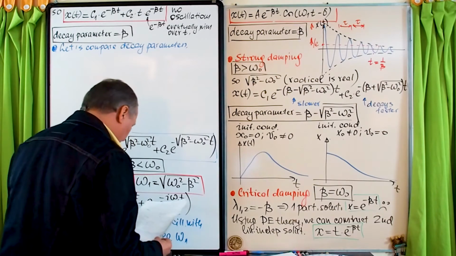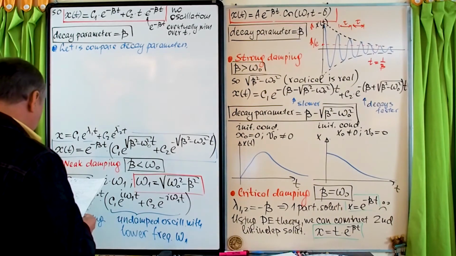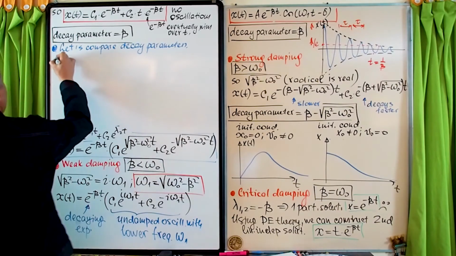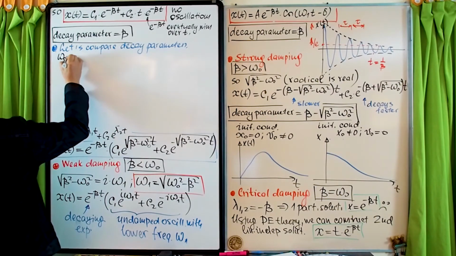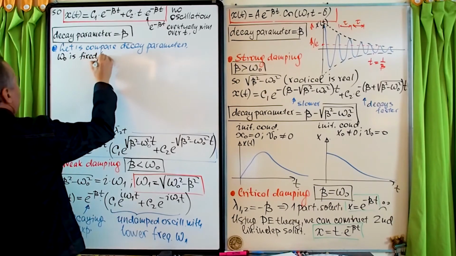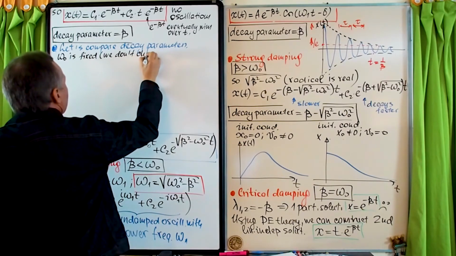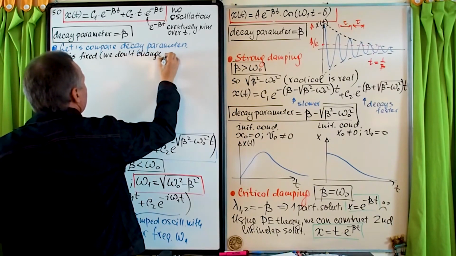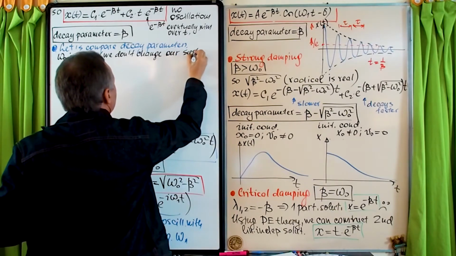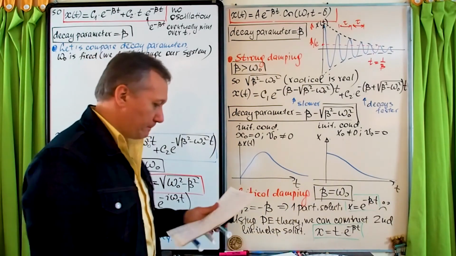So let me write. We assume that omega naught is fixed. Basically, it means we don't change the system, our oscillating system. We just change beta only, right?